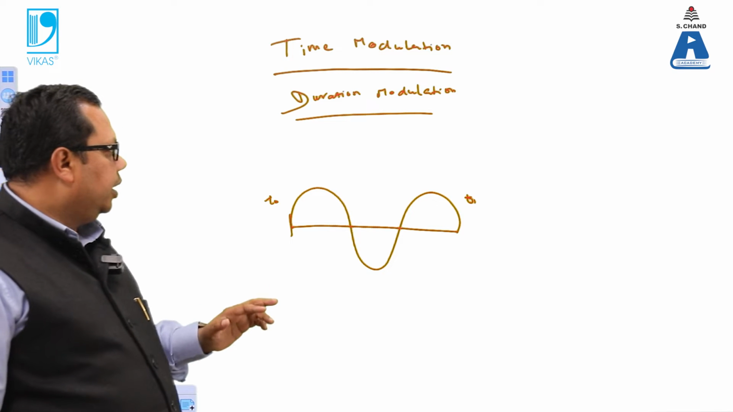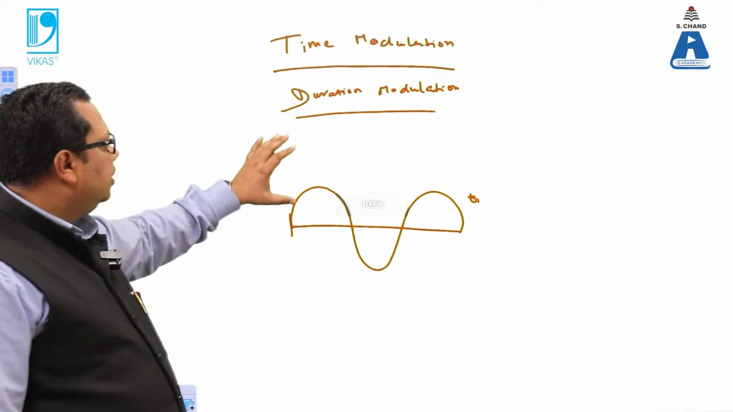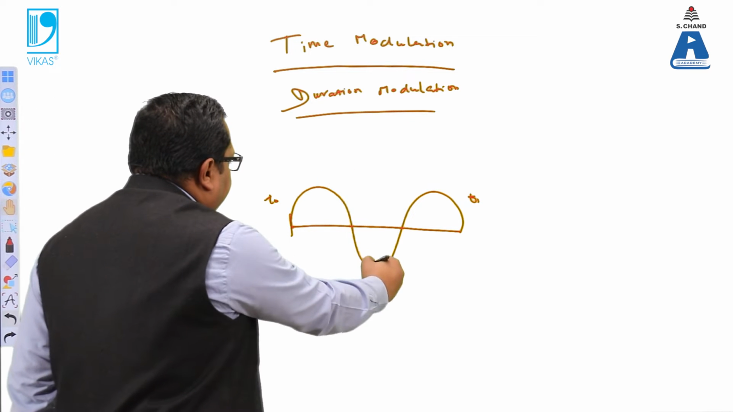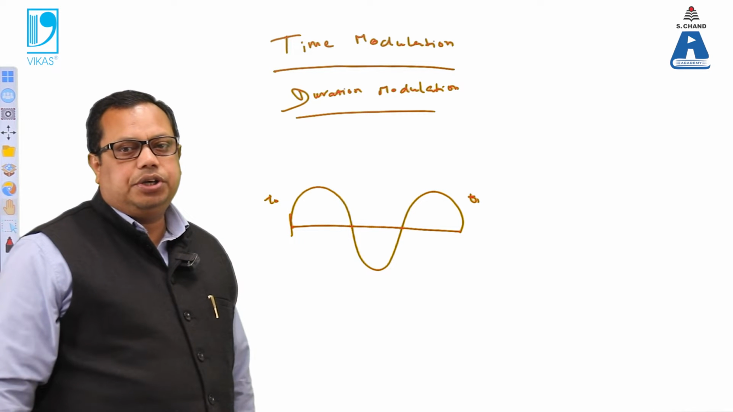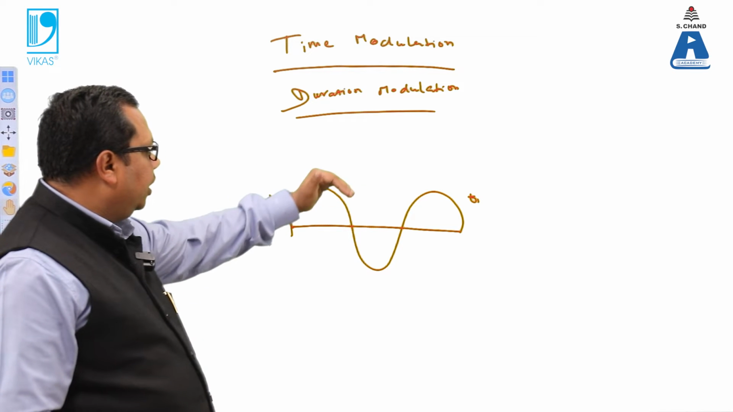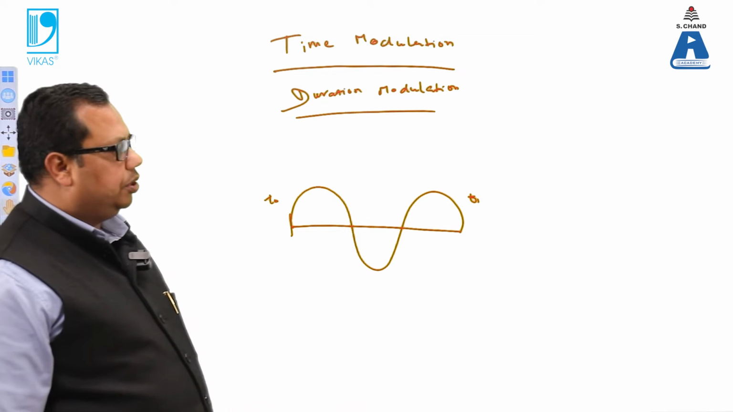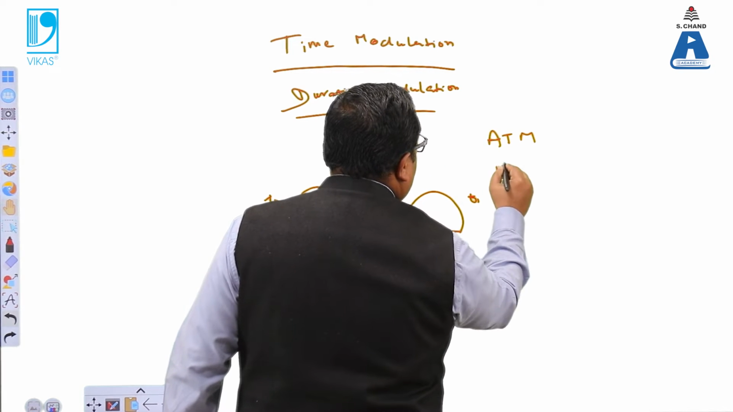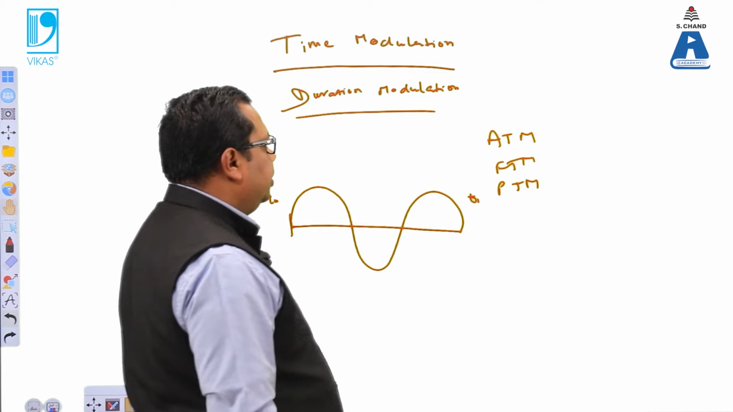or the duration modulation. When it is happening in the phase, it is called phase time modulation or phase duration modulation. When it is happening in the amplitude, it is called amplitude time modulation, ATM, or amplitude duration modulation. Or if it is happening in a particular frequency, then it is a frequency time modulation or a frequency duration modulation. So basically we say ATM is amplitude time modulation, frequency time modulation, phase time modulation, or we can say it for the duration modulation and all.